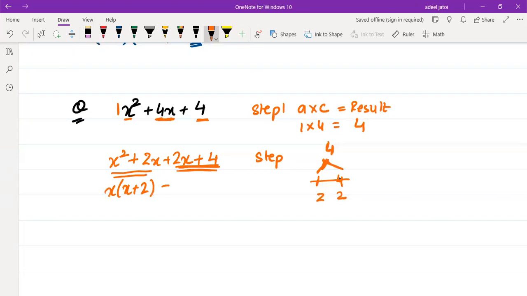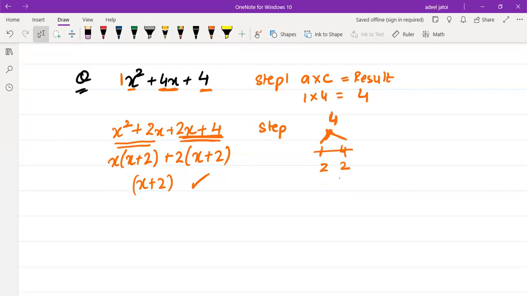Here, what will be common? 2. So this will be x plus 2 again. So your factor is x plus 2 and x plus 2 from here as well. So the end result is x plus 2. This will be the factor for x square plus 4x plus 4. Let's do a few more examples on the sheet now.